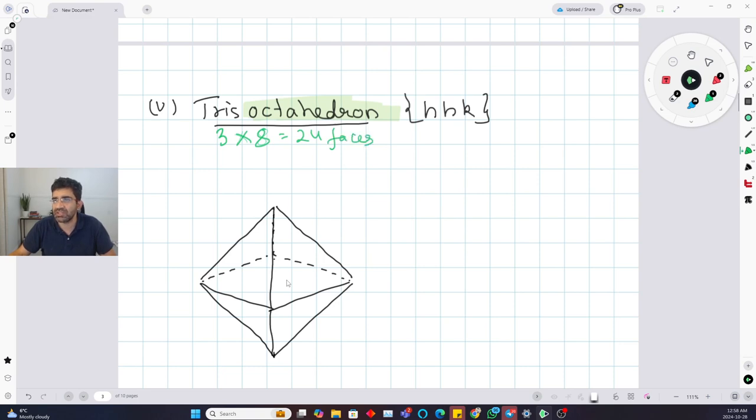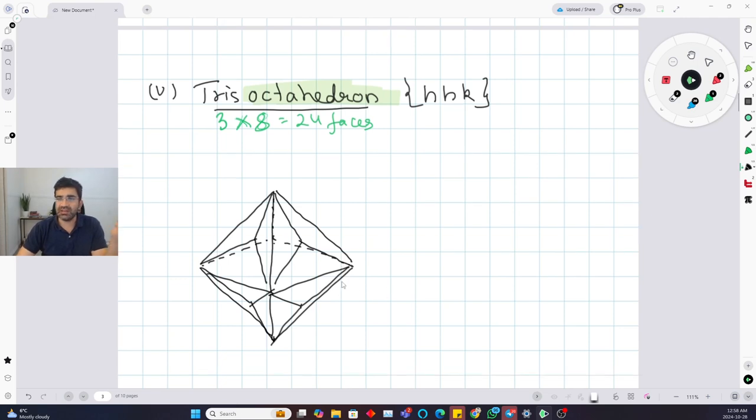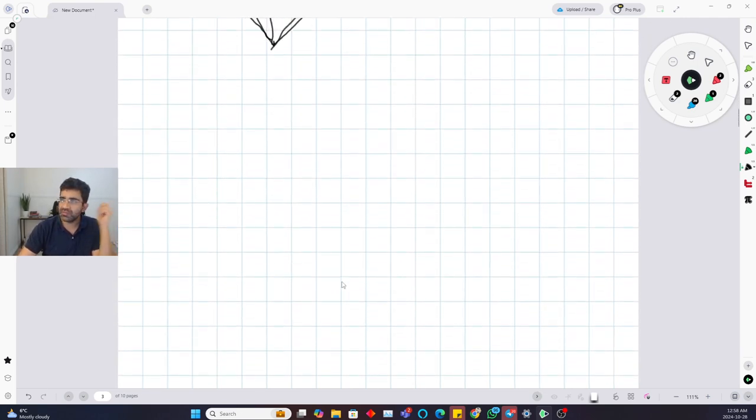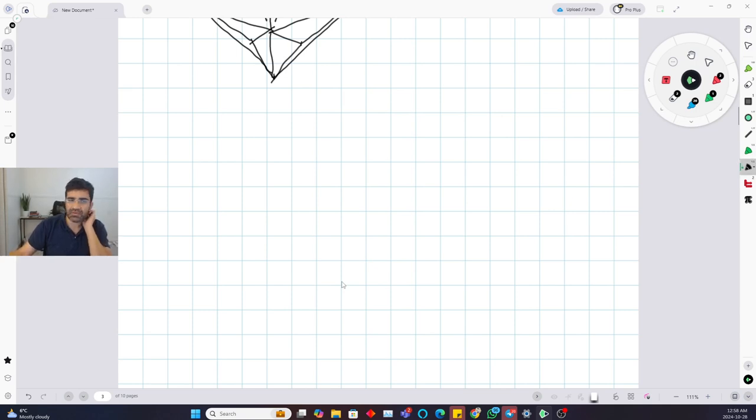You can even mention this in your answer, how many faces it has, and then divide each face into 3. Kind of like this. So each face is divided into 3. It becomes a trioctahedron. And the forms in the isometric system, some of them might be quite difficult.